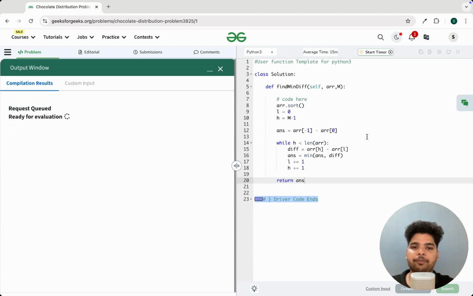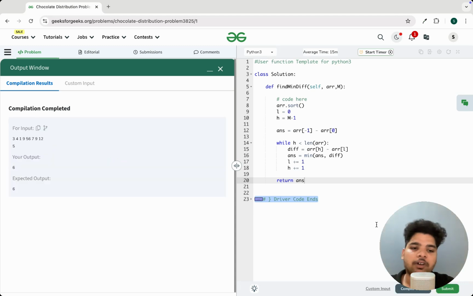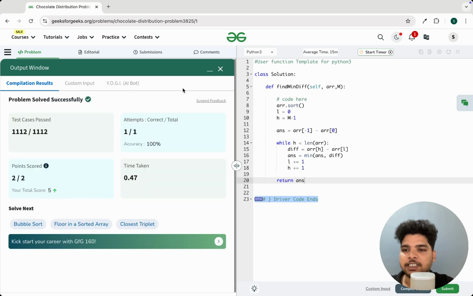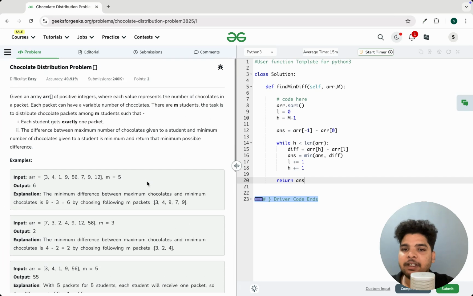Let's run this code and see. Yes, we got the expected output. Let's try to submit this. Yes, it is accepted. So greedy is not an algorithm, it's basically a technique. I hope now you have understood what greedy is. In the next lecture we'll be solving more and more problems on greedy.